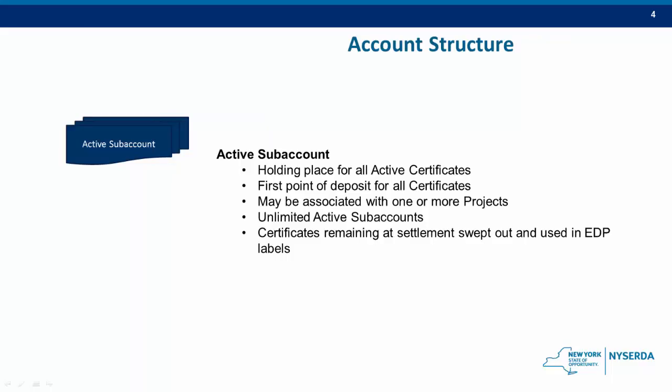There are 4 ways to withdraw or remove certificates from an active subaccount. Certificates transferred to another account holder's active subaccount, subject to both account holders agreeing to the transfer. Certificates transferred to the account holder's own banked subaccount. Certificates transferred to the account holder's own retirement subaccount, and certificates remaining in an active subaccount at settlement, which will automatically be removed and included in the residual mix and used for environmental disclosure labels.